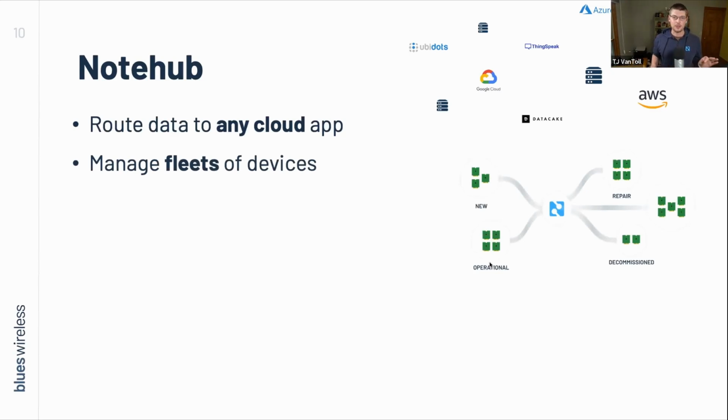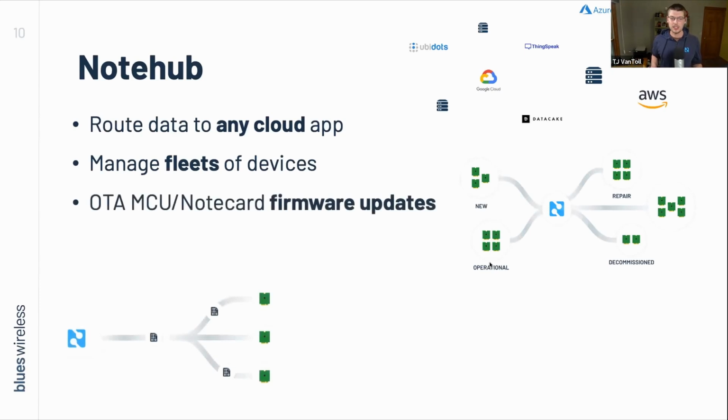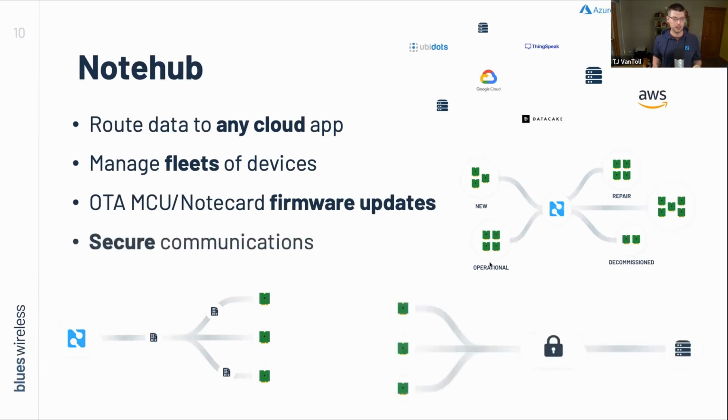Notehub also has more enterprise-y or bigger deployment features, like managing fleets of devices and doing things like updating firmware on Notecards over the air, which is really cool. And we'll look at an example of that later as well. And also everything through Notehub is securely communicated. The Notecard actually communicates with Notehub off the public internet through a secure VLAN. So kind of slick. And so if security is important to you, the Notecard is a great choice for that as well.